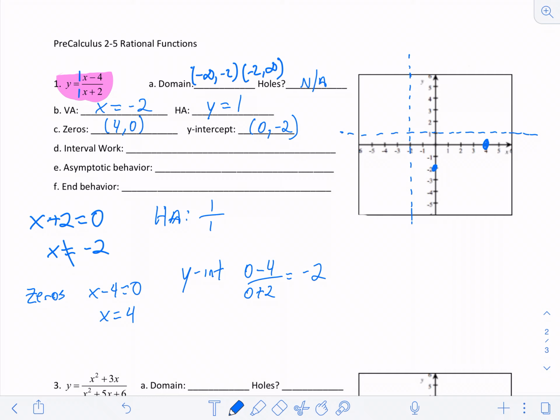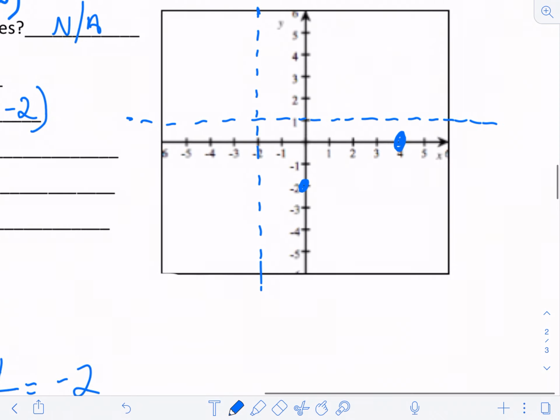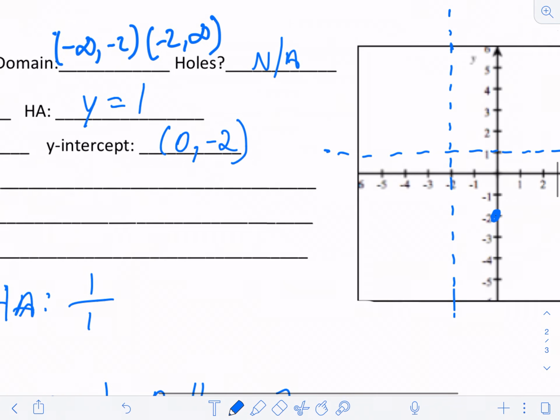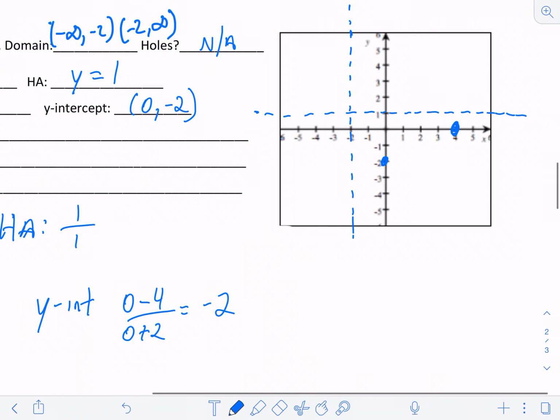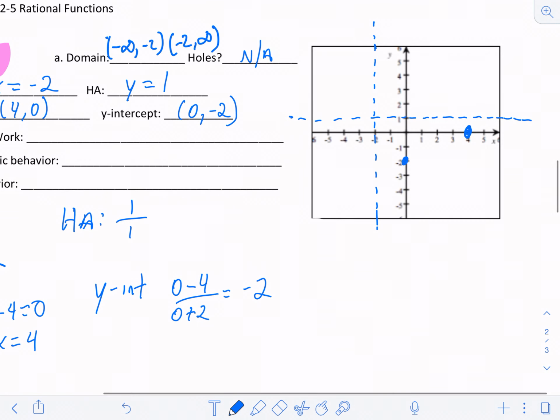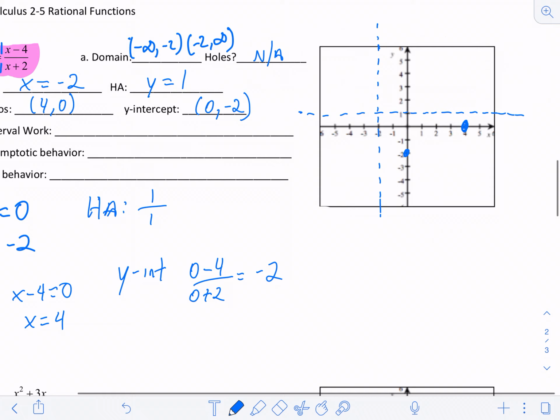And now let's talk about the interval work. Interval work is where I would plug in some numbers that would help shape my graph. If you'll notice, I've got 2 coordinates already to the right of where x equals negative 2. That's this right-hand side of the graph, but I don't have anything on the left-hand side, when x is less than negative 2. So I'm going to plug in some numbers for x that are less than negative 2 to give me an idea of what this graph looks like.